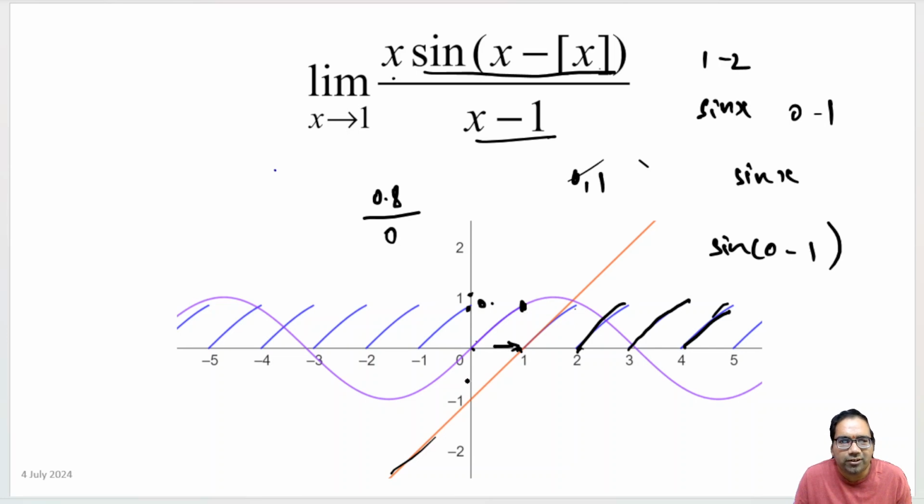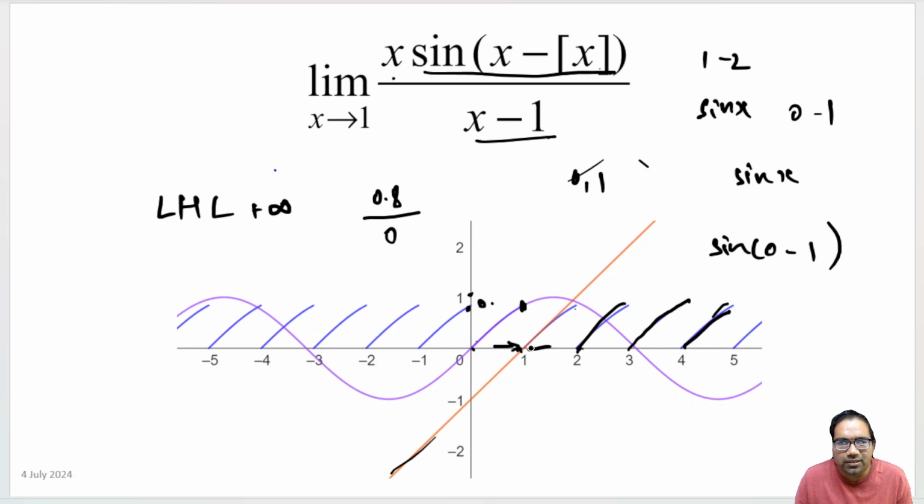So when you are approaching from the left hand side, the left hand limit is plus infinity, because what is the numerator? The numerator is sine 1 into sine 1 roughly. So 1 into roughly 0.8, which is 0.8 by 0, which is infinity.